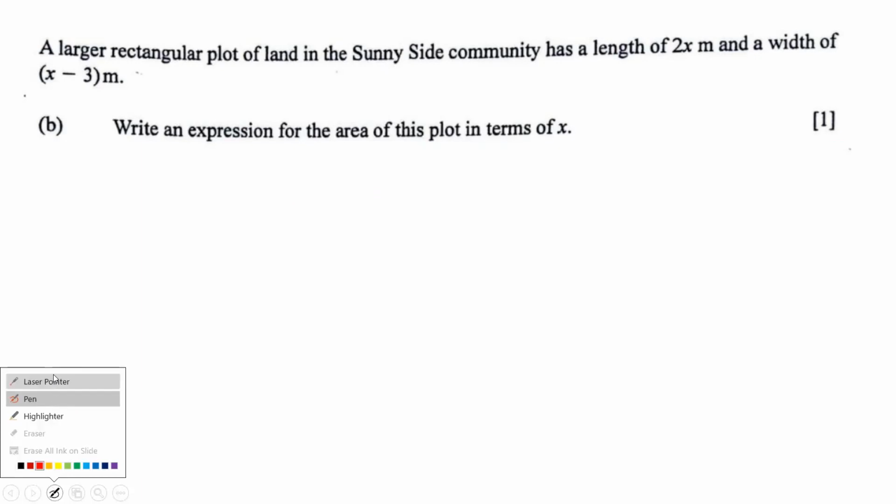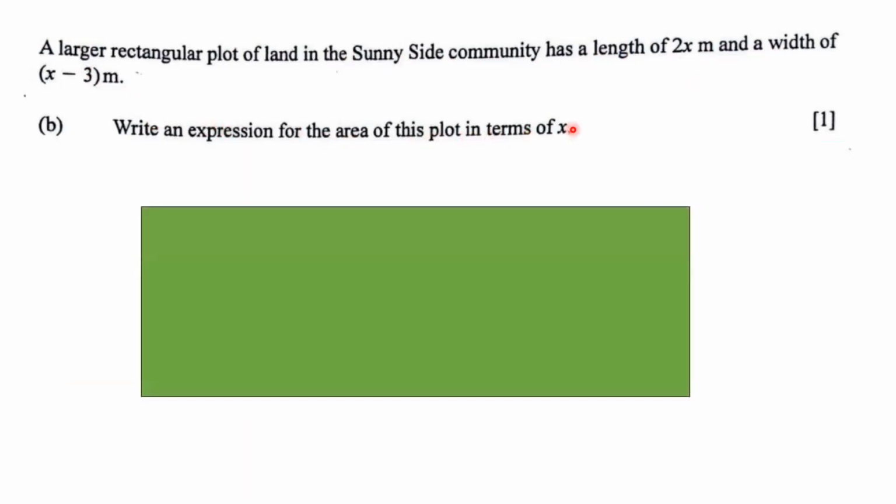Moving right along, we have B. B says a larger rectangular plot of land in the Sunnyside community has a length of 2x meters and a width of x minus 3 meters. Write an expression for the area of this plot in terms of x. So we have a bigger plot of land. It's still rectangular in nature. We know that the length, which is the longest side, is 2x meters. And we know that the width is x minus 3 meters.